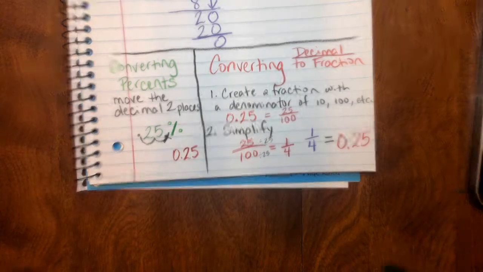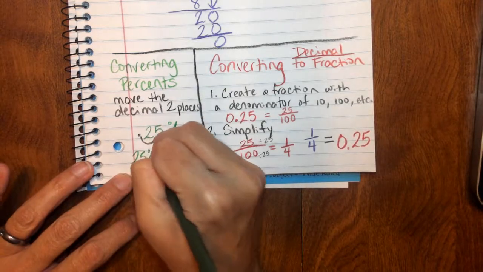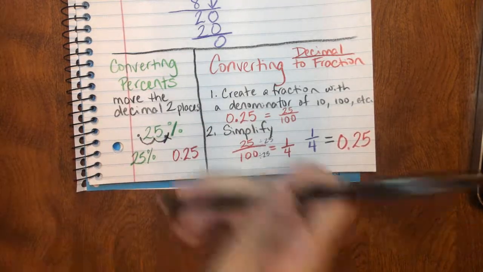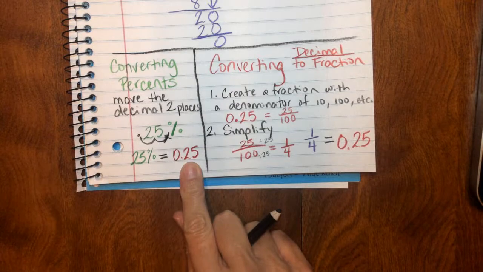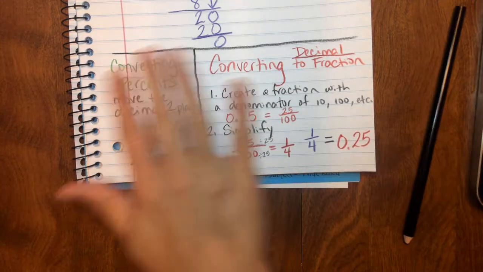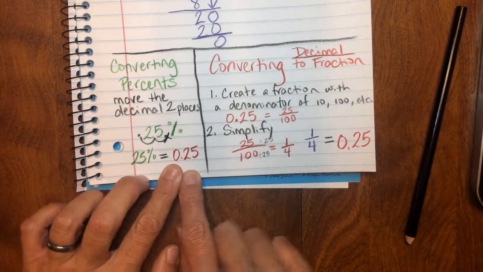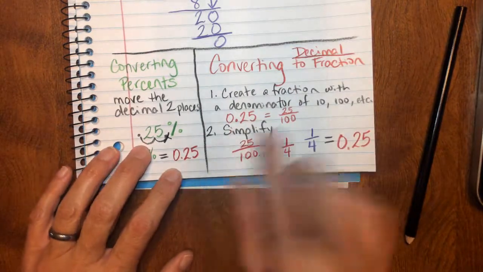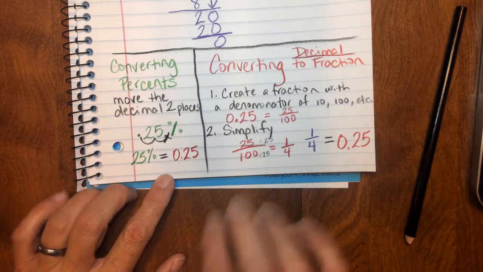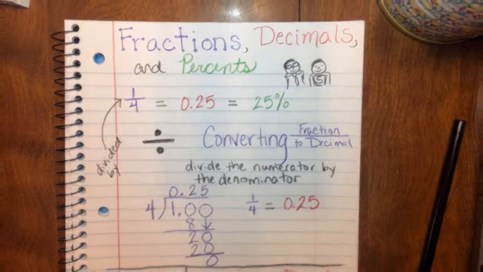So 25% equals 25 hundredths. And that's just kind of how percents work. Once you've gotten to here, you can convert a decimal to a fraction if you need to, but that is kind of how it works. Fractions, decimals, and percents.